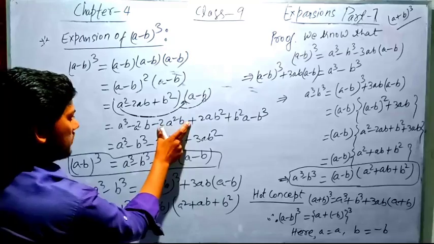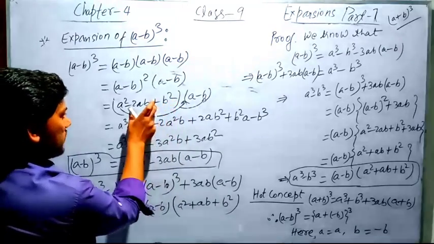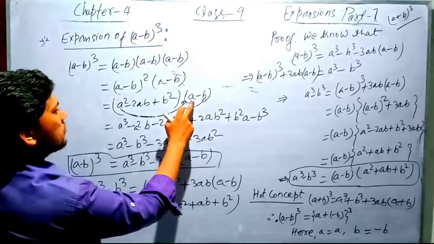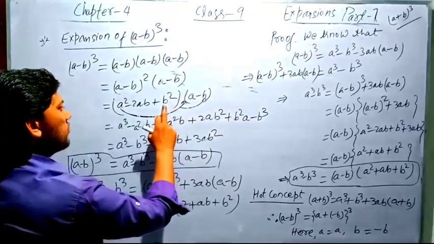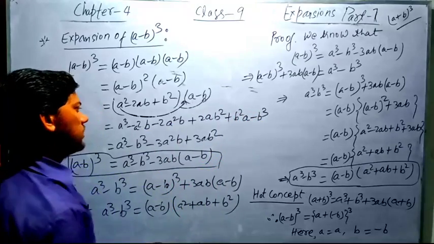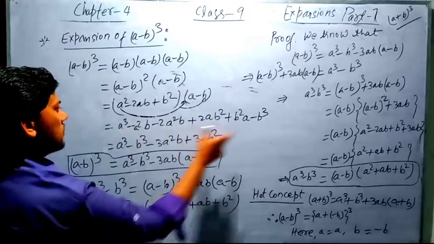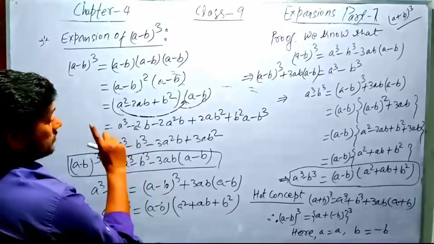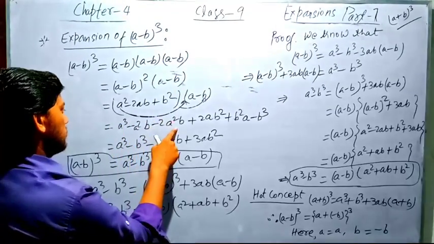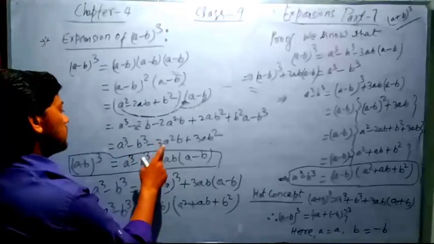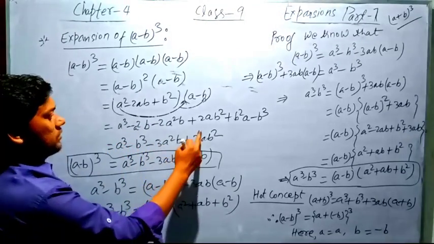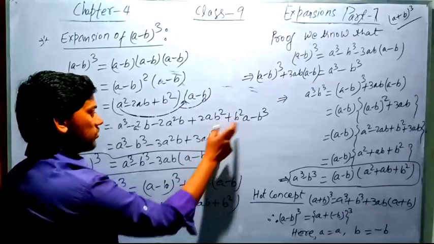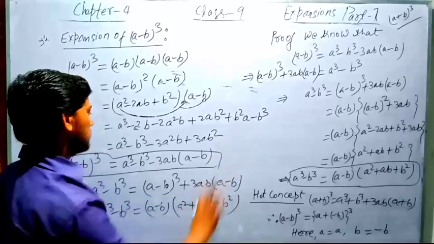minus 2ab into a is minus 2a square b, minus 2ab into minus b is plus 2ab square, b square into a is plus ab square, b square into minus b is minus b cube. So we get a cube minus b cube minus a square b minus 2a square b, that is, minus 3a square b, plus 2ab square plus ab square, that is, plus 3ab square.